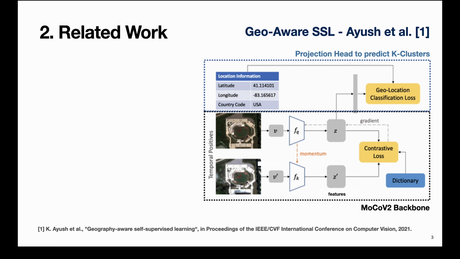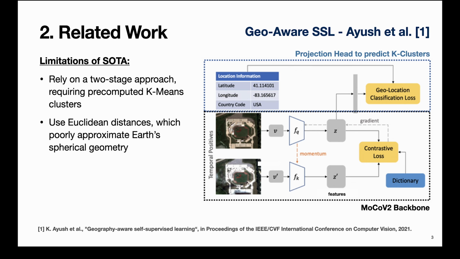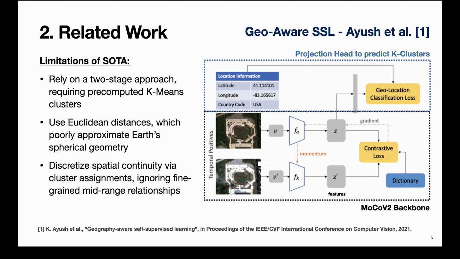Recent state-of-the-art contrastive SSL methods integrate geographical metadata by adding an auxiliary projection head to MoCo v2 that predicts cluster assignment of image geolocations. These clusters are pre-computed using k-means and GPS coordinates. However, this design comes with three key limitations. First, it relies on a two-stage procedure with pre-computed clusters. Second, it uses Euclidean distances which poorly approximate Earth's spherical geometry. And third, it discretizes spatial continuity, ignoring fine-grained and mid-range geographical relationships.